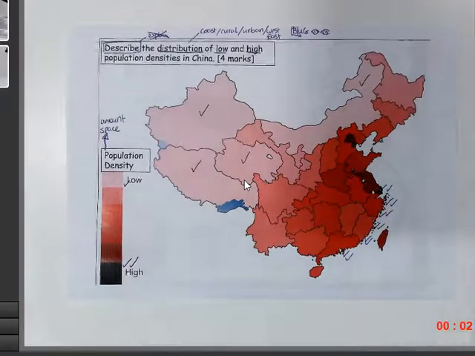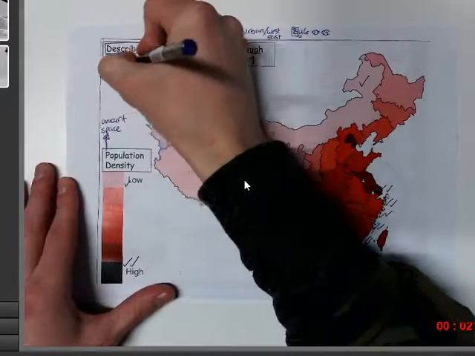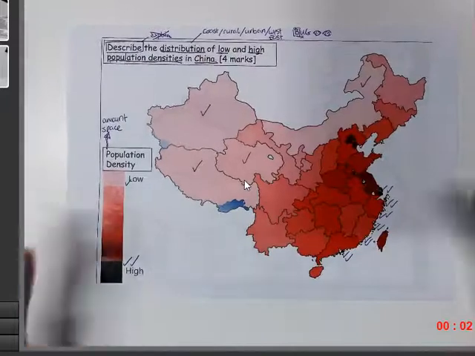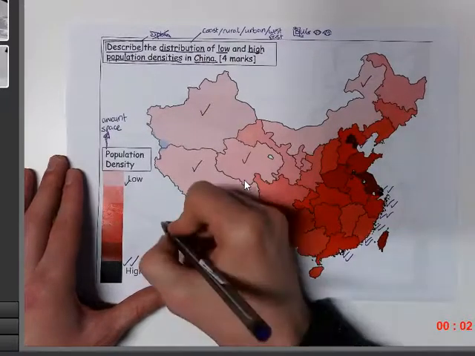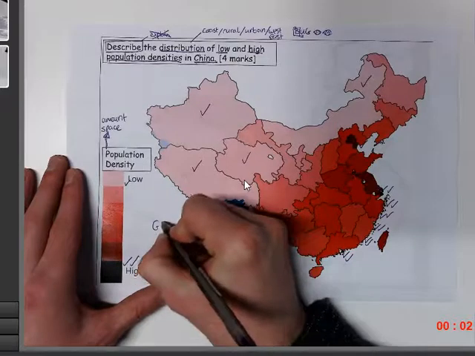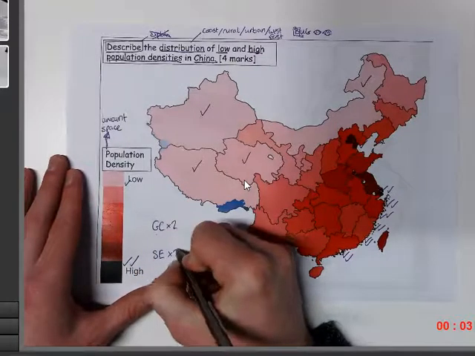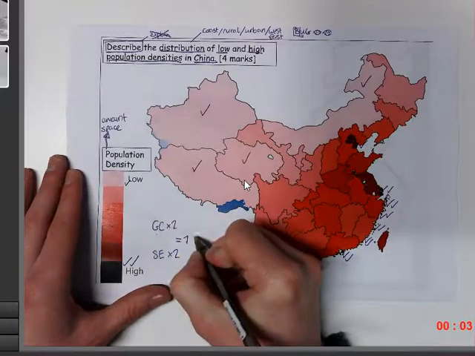So now we just need to add in these words later on. Population density is going to be included in the structure of our sentences, as is China, because it's the focus of our answer. So answering this question, you're going to use GCSE technique: general comment followed by specific example. We're going to have 2 of each, and by doing this we're going to get 1 comms mark.